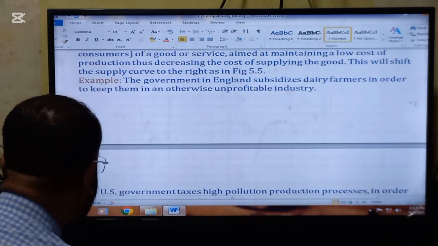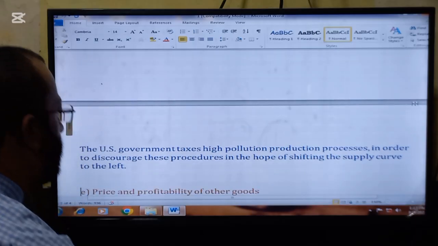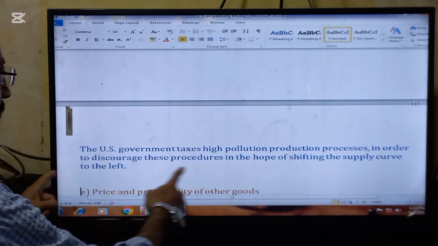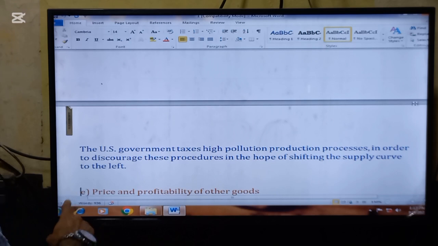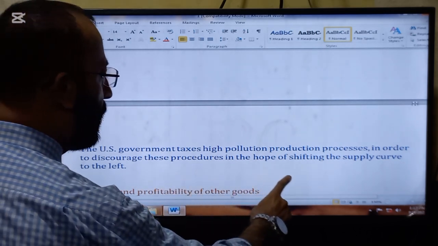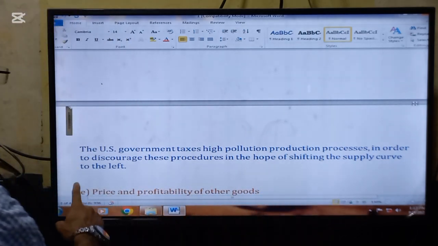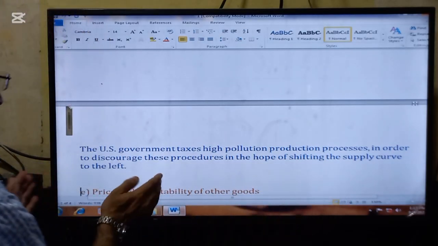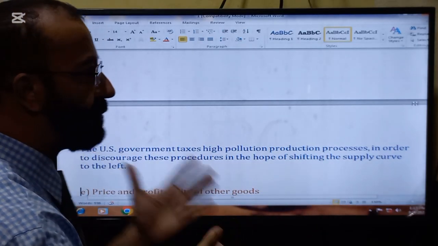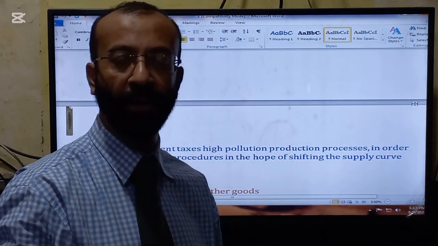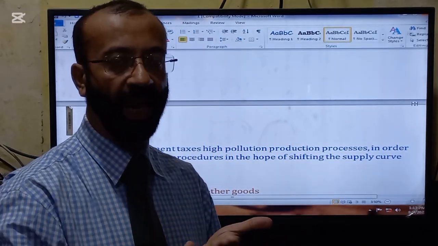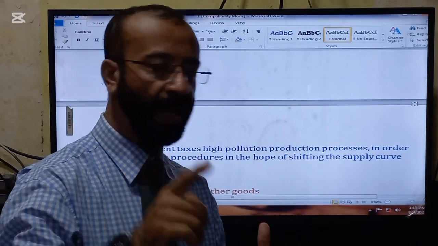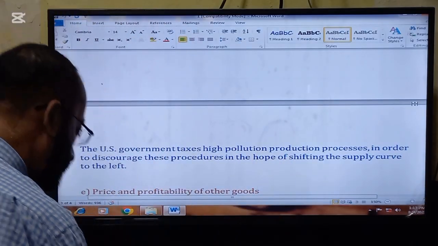An example is here: the government in England subsidizes dairy farmers in order to keep them in an otherwise unprofitable industry. That was the example of subsidies, and here is the example of taxes. The US government taxes high-pollution production processes in order to discourage these producers, in the hope of shifting the supply curve to the left. So definitely this is very common sense. If the cost of production gets higher, supply will be less, and if the cost of production gets lower, supply will be more.